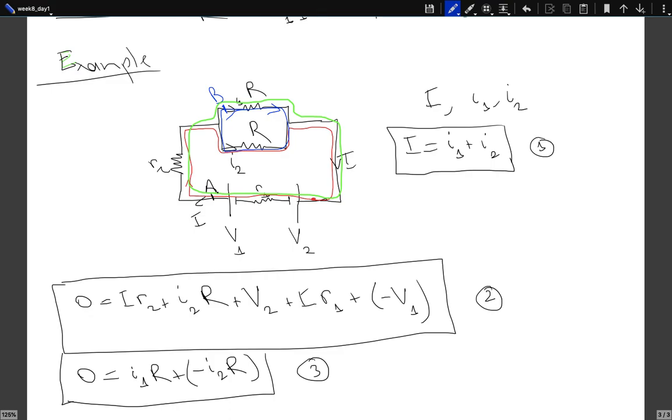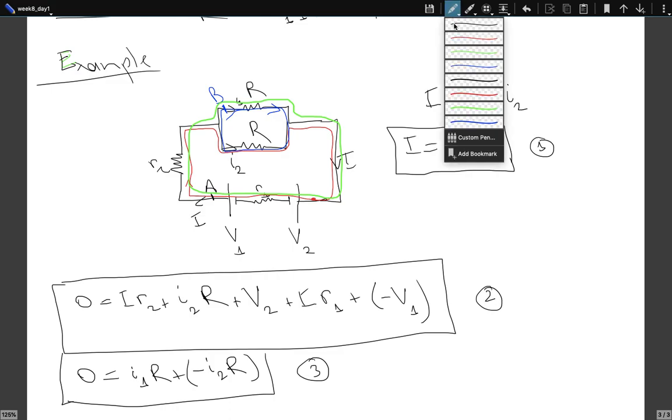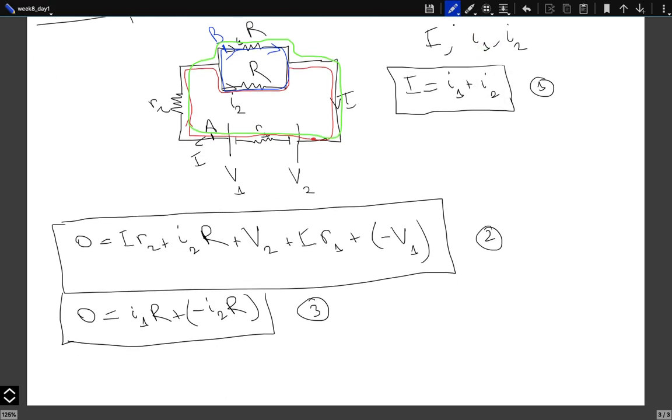I start from this point A. I follow the red loop until the junction, but I don't go down, I go up. And then close the loop. Doesn't it give me a fourth equation? Well, let's write that fourth equation.